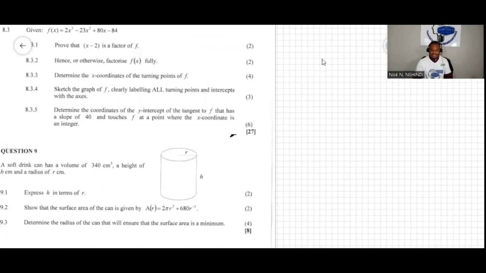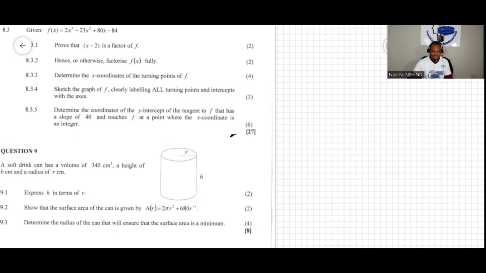Well, we have a question here, question 8.3. The question says, given f of x is equal to 2x cubed minus 23x squared plus 80x minus 84. And then question 8.3.1 says, prove that x minus 2 is a factor of f of x.